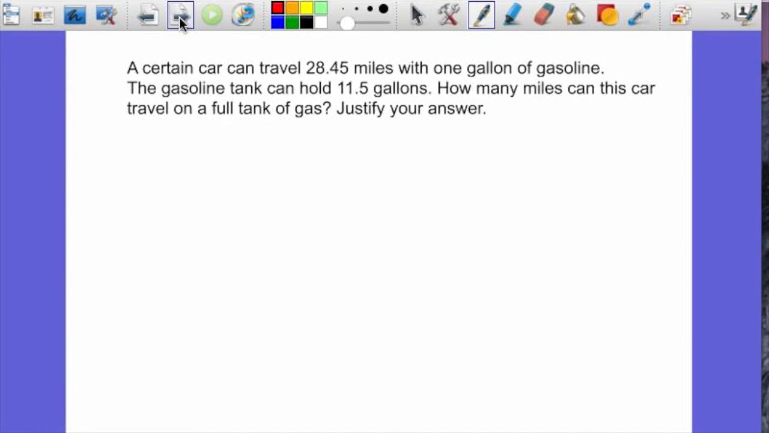Okay, lastly we have a word problem. So we're not upping the math skill anymore, we're using our reading skill now. We have to put together what the problem says and write our actual problem. So first thing I'm going to do is go ahead and read the problem. A certain car can travel 28 4/45 miles with 1 gallon of gasoline. The gasoline tank can hold 11.5 gallons. How many miles can this car travel on a full tank of gas? Justify your answer.